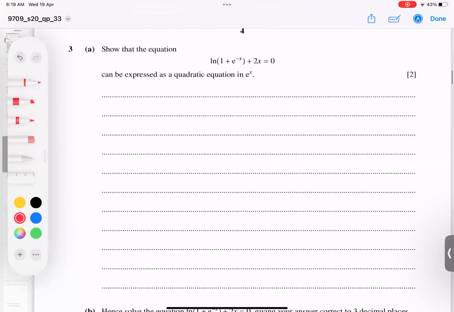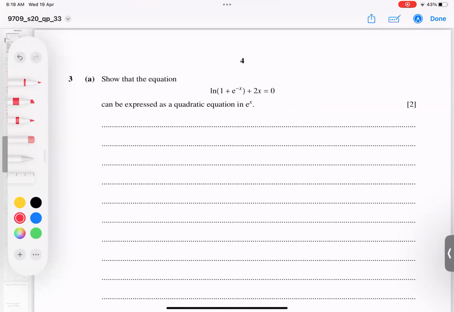Let's go for the next question. He said that it can be expressed in e to power x. So I have to eliminate the quadratic equation in e to power x. How is it possible? How can we get it? So can I expand? No way. With the plus and the minus in the middle, you can't expand.